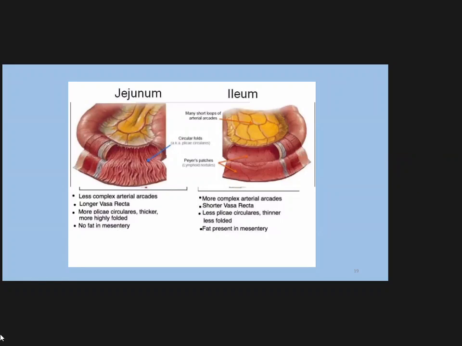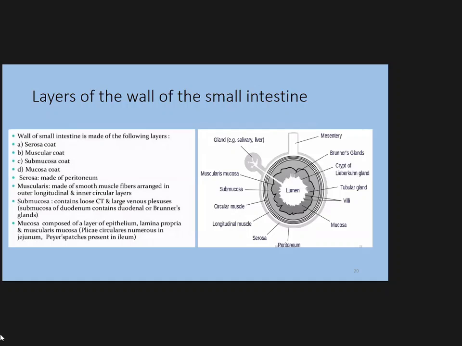Okay. Now for the layers of the wall of the small intestine, you might have discussed this in histology. I'll just touch on it a little bit now. You have the serosa, the muscular coat, the submucosa, and the mucosal coat. The serosa is actually made of peritoneum. The muscularis is made of smooth muscle arranged in outer longitudinal and inner circular layers, or OLIC. You can use that as a mnemonic: outer longitudinal, inner circular muscular layer.